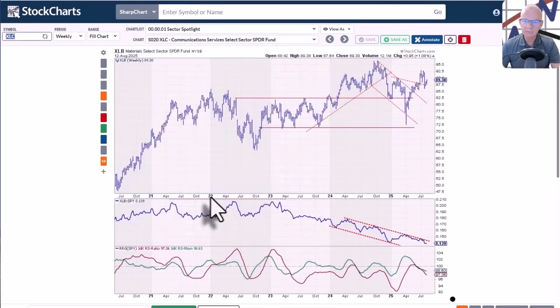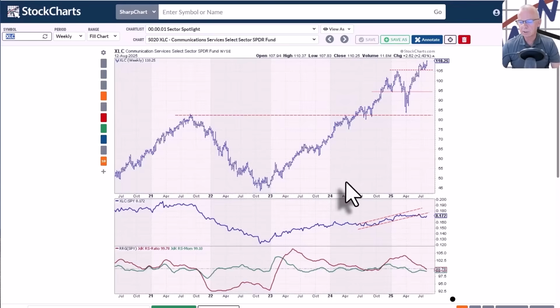Now we have communication services, which is actually doing really well because this is a weekly bar chart and it's Tuesday now. So this is not the end of the week, but this looks promising. I mean, we still have to wait until the end of the week before we can make any decisions on this, but the push higher is very interesting.